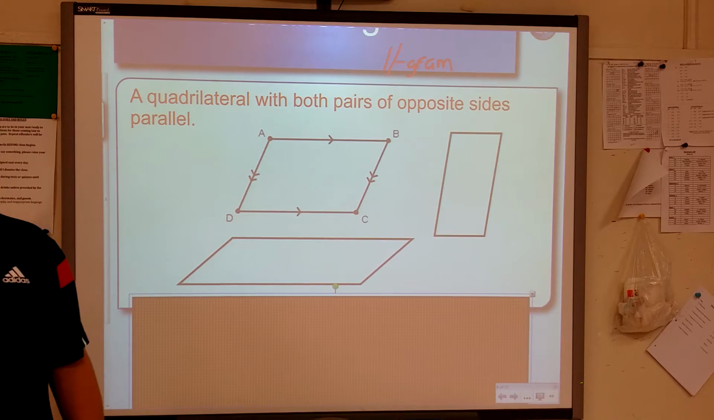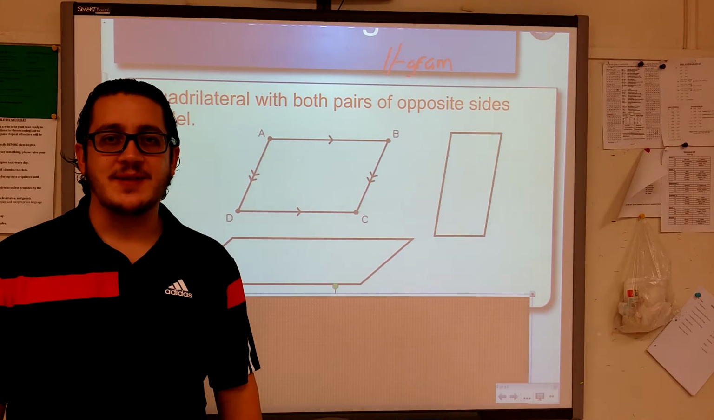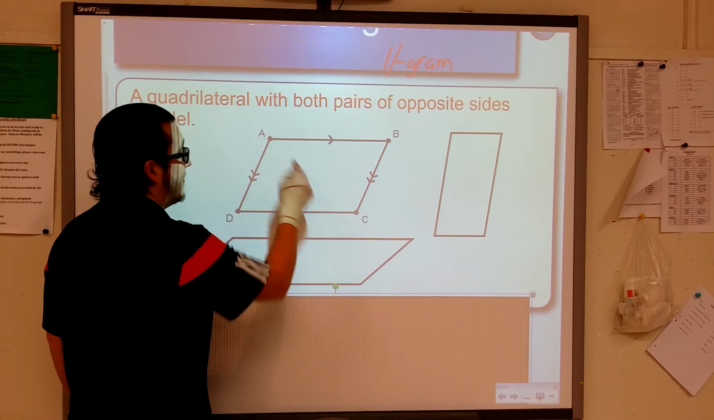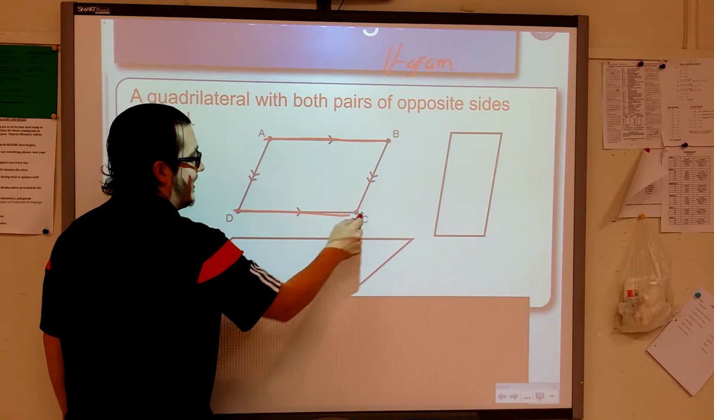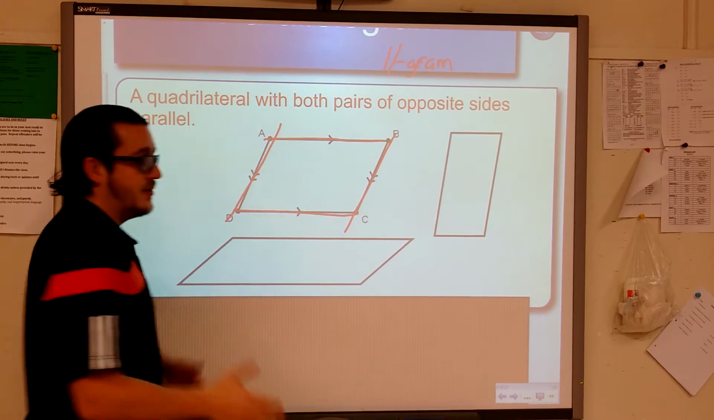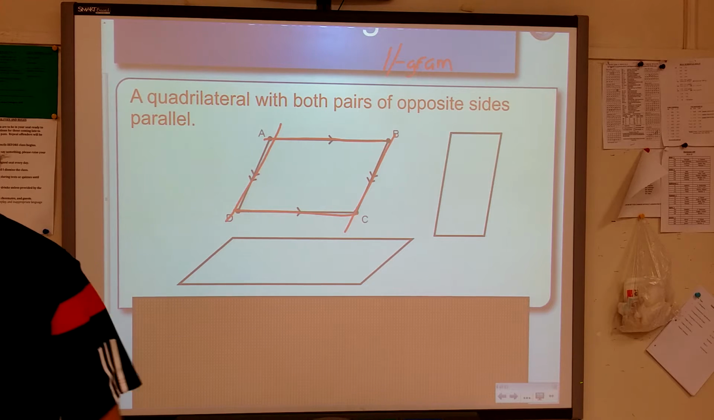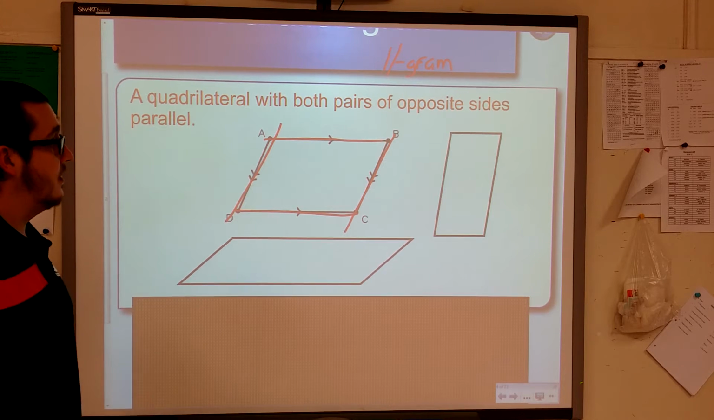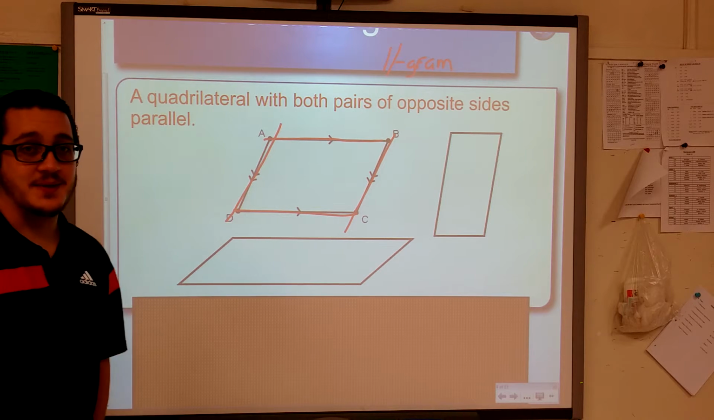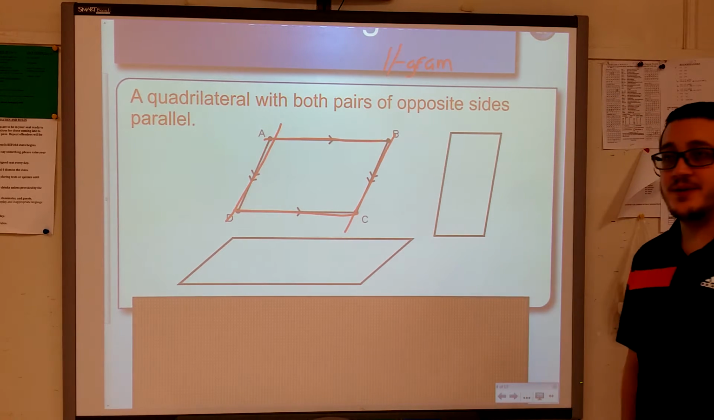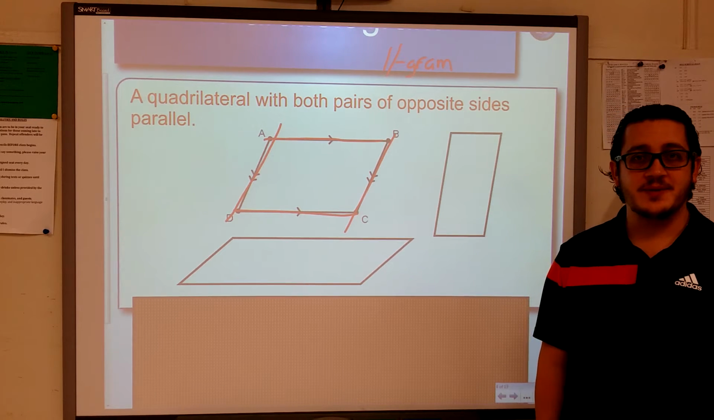Alright. So a parallelogram is a quadrilateral with two sets of opposite sides parallel. So you can see here, AB is parallel to CD, AD is parallel to BC. Two sets of sides parallel. So there's a lot of special things here. You don't have to draw all three shapes, just draw one or two of them. You get the idea.